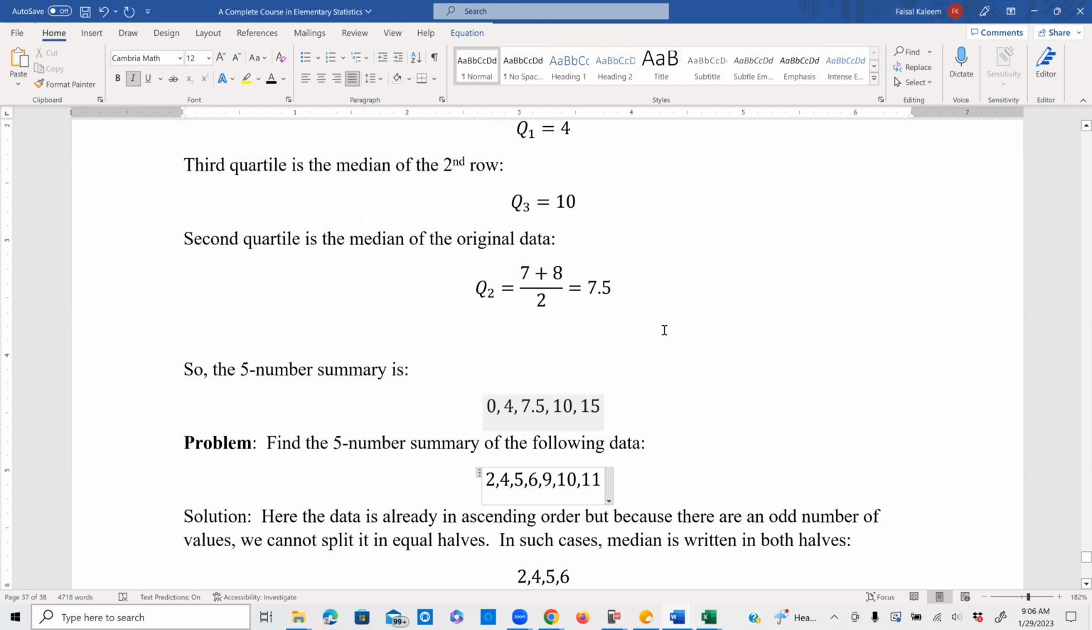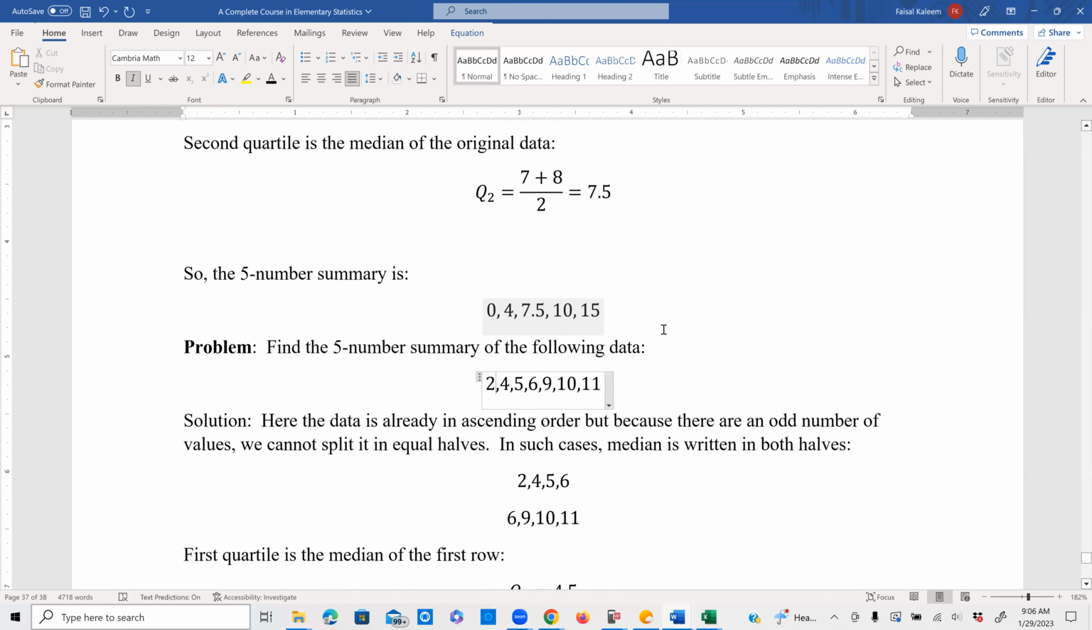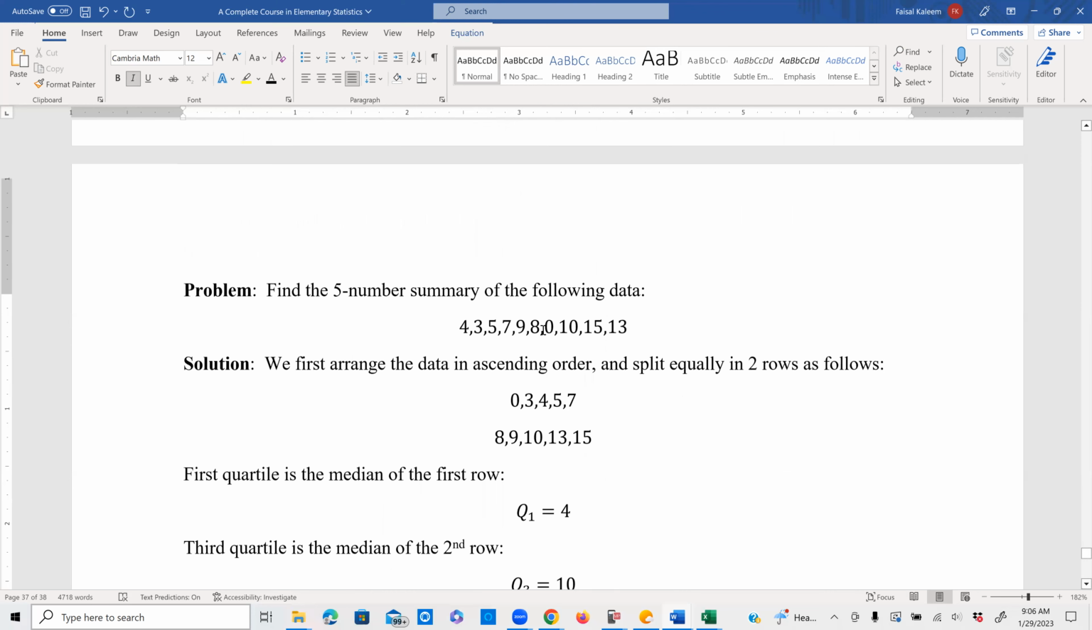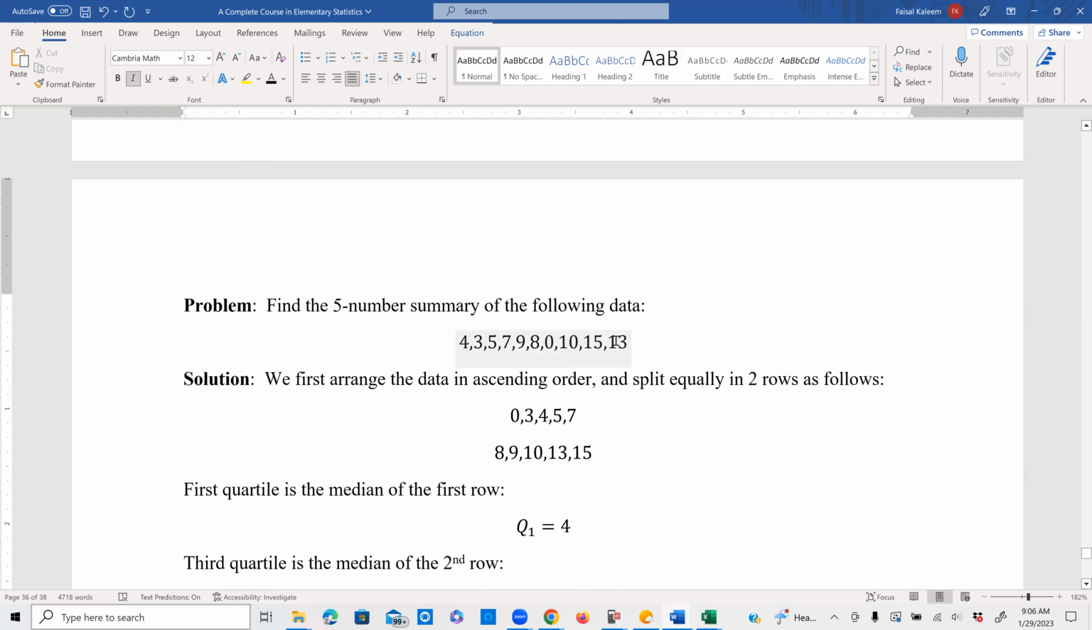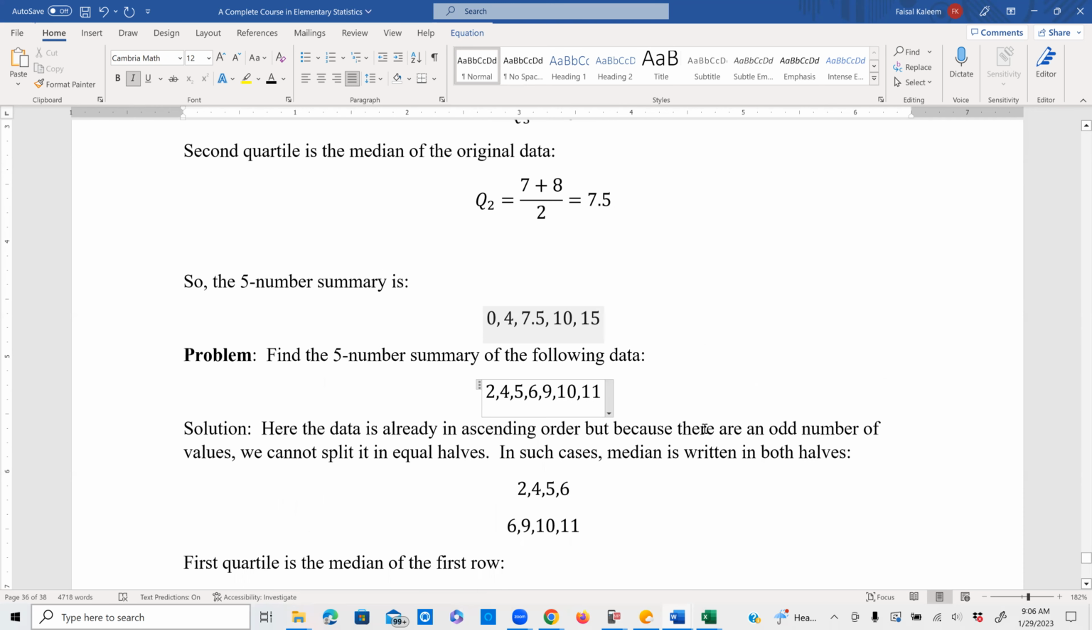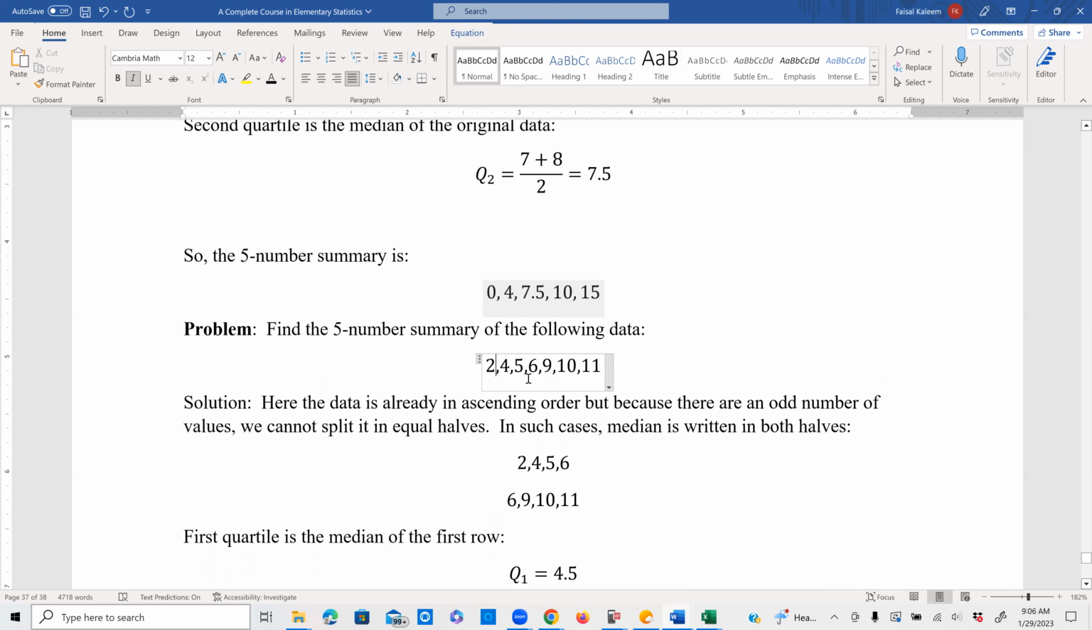Find the 5-number summary of the following data. Now, previously, the data had 10 values. When we split it, it split nicely into 5 and 5. But here, you see, we have 7 values, and 7 values cannot be split into half. So what we do is, in 7 values, we can see that 6 is the median that's in the middle. So when we split, we include the median in both the halves.